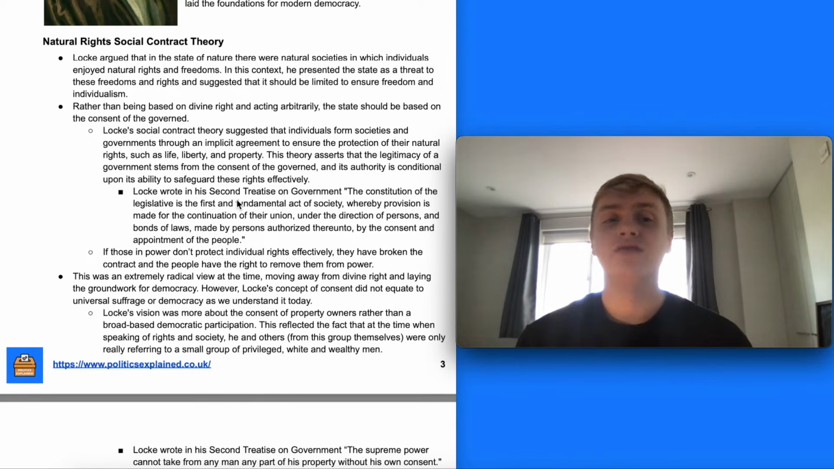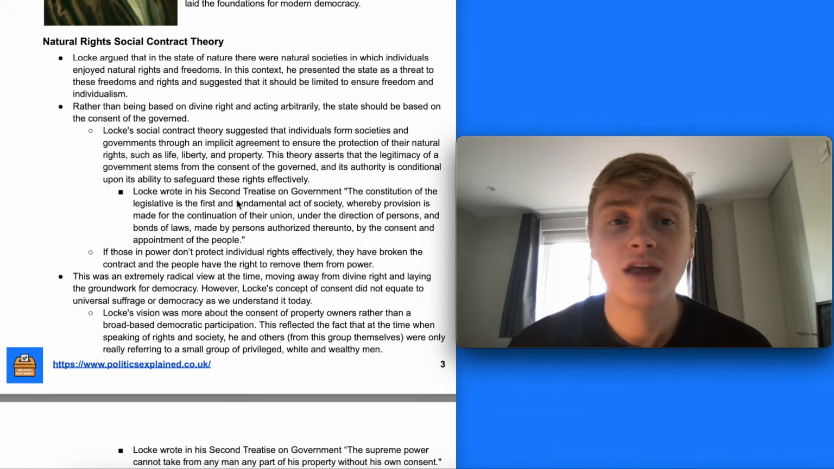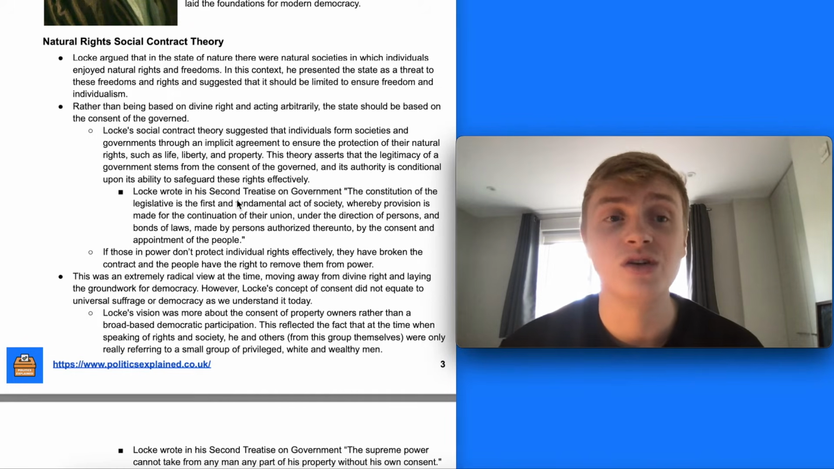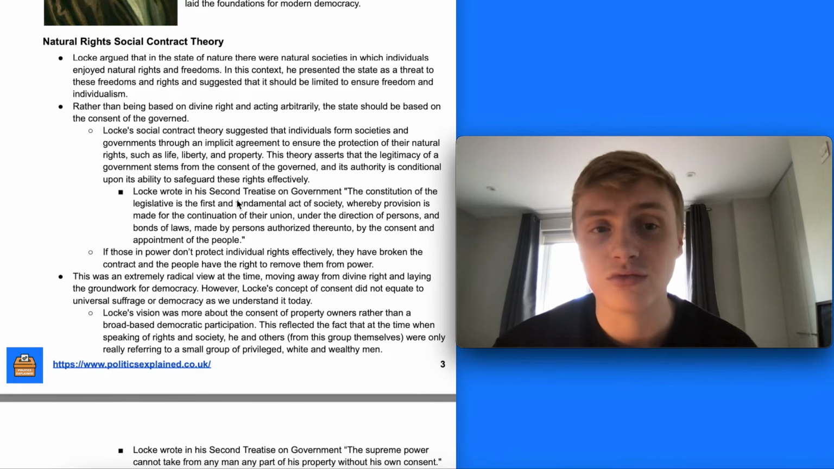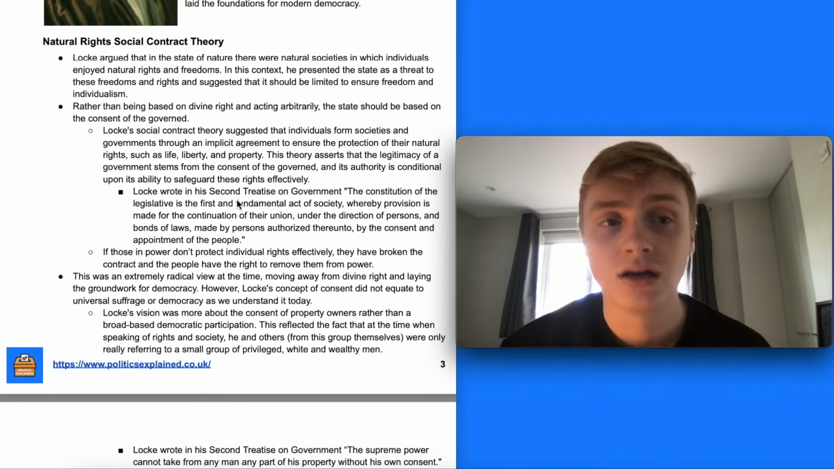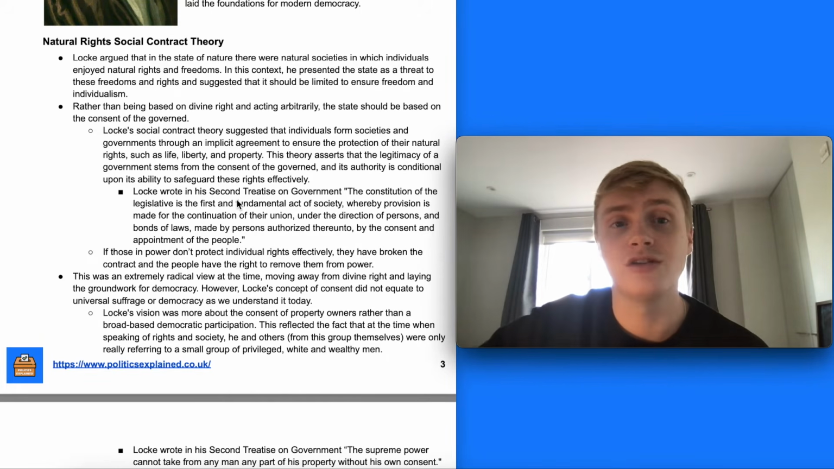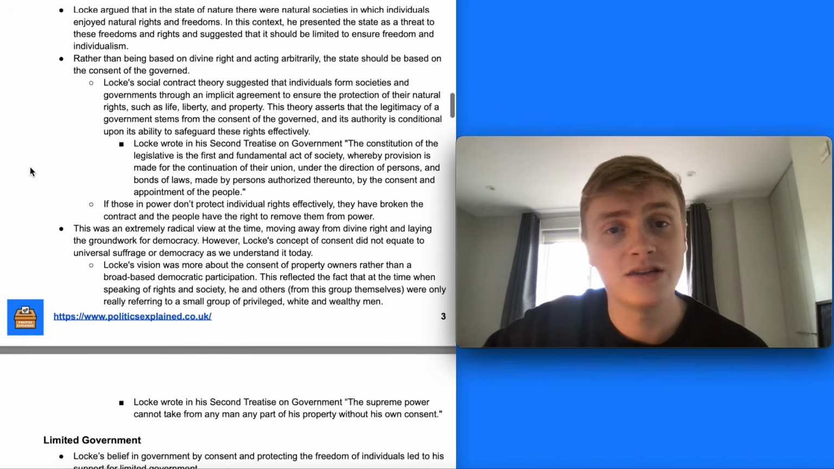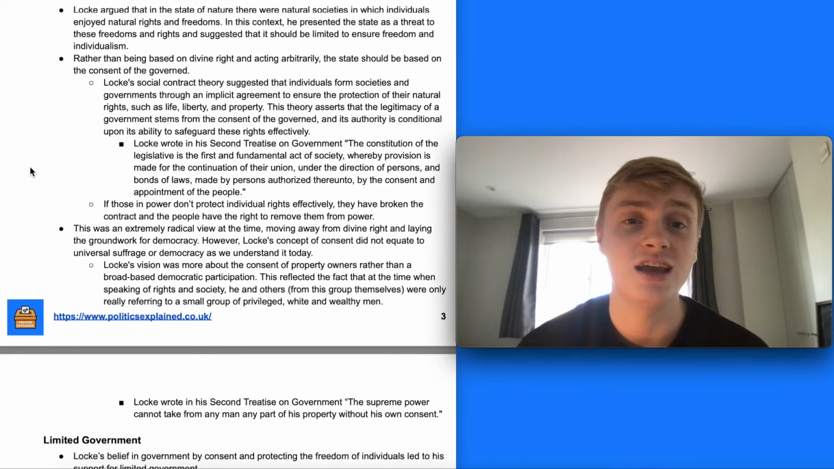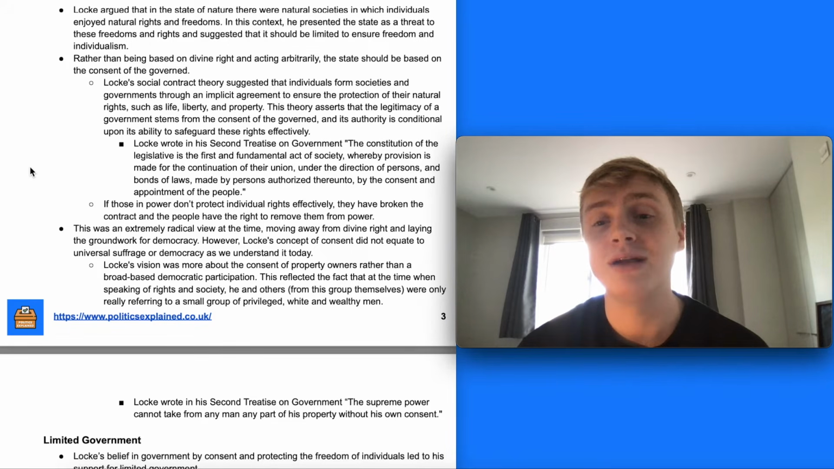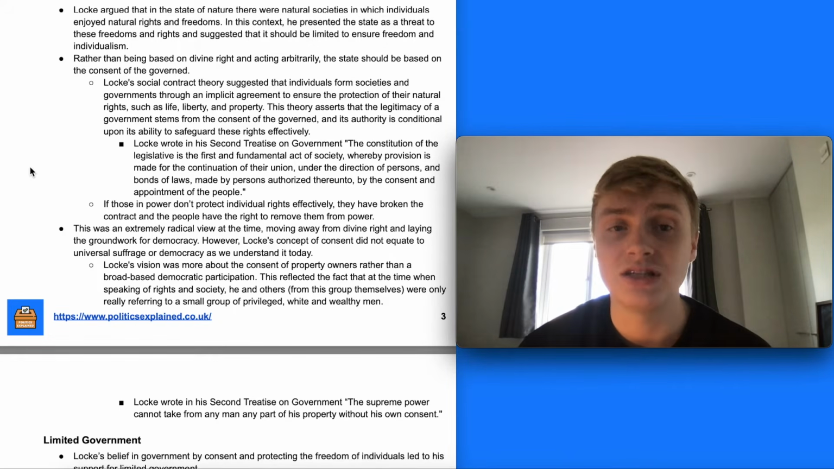Key ideas, so the first one is natural rights and social contract theory. Locke argued that in the state of nature, there were natural societies in which individuals enjoyed natural rights and freedoms, and in this context he presented the state as a threat to these freedoms and rights, and suggested it should be limited to ensure freedom and individualism. So rather than being based on divine right, as states previously were when he was writing, the state should be based on the consent of the governed. And his social contract theory suggested that individuals form societies and governments through an implicit agreement to ensure the protection of their natural rights of life, liberty, and property.